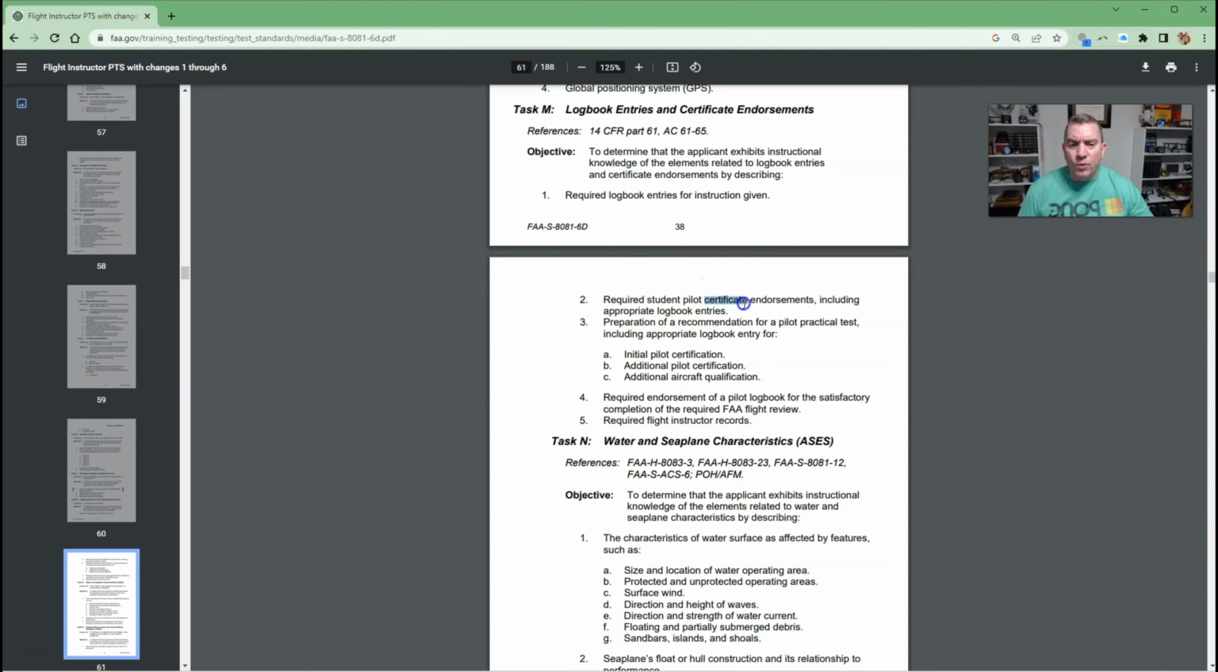You have to mark out the word certificate because you don't write on the back of the student pilot certificate anymore like we used to when it was made of paper, okay? So it's required student pilot endorsements, including appropriate logbook entries. And that is your Tim Loves Bacon on Pizza Plus 1, 2, 3.